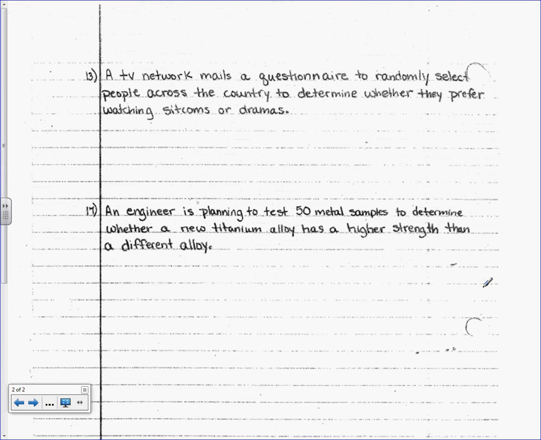Okay. A TV network mails a questionnaire to randomly selected people across the country to determine whether they prefer watching sitcoms or dramas. What were our choices? Survey, experiment, or observational study? It's a survey. They literally use the word questionnaire. That's a survey, right?